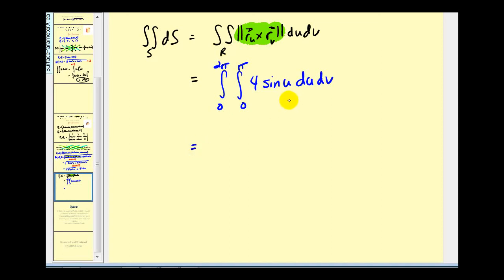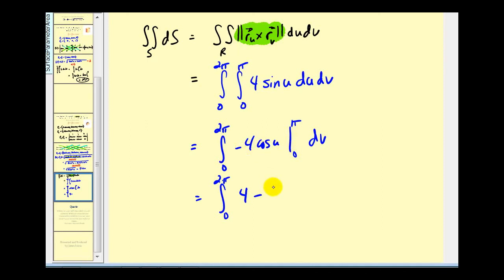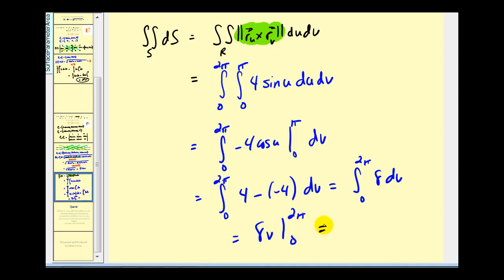So now it becomes pretty straightforward. Here we're going to have negative 4 cosine u, well, cosine pi is equal to negative 1, so we'll have 4 minus, and then when cosine is 0, we'll have 1, so it'll be negative 4. So we're going to have 8v. So we're going to have 16 pi for the surface area of that sphere.